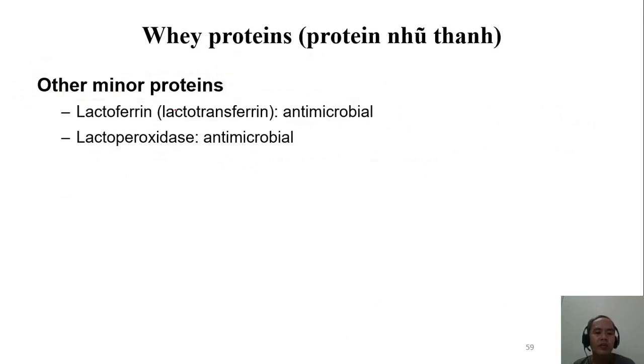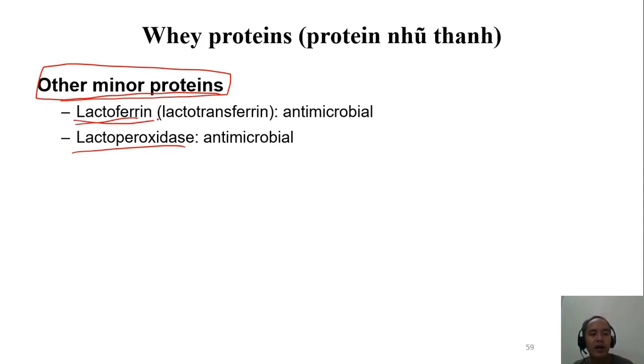Whey proteins also consist of other minor proteins as well. They occur at small concentrations, like lactoferrin and lactoperoxidase. Lactoferrin is a protein that carries iron. And this protein has antimicrobial properties. Lactoperoxidase is actually an enzyme. And this protein also has antimicrobial properties. They may protect milk for a while.